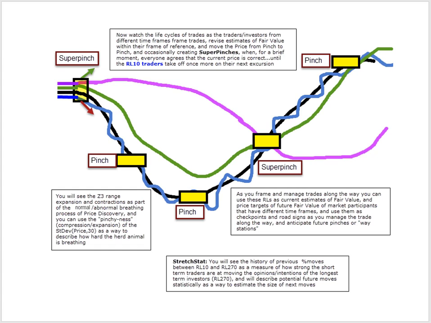Hi, good evening. This is Ken Long at Tortoise Capital with part two of the pinch and stretch life cycle strategy. In part one, we took a look at some basic definitions of the pinch and the super pinch.